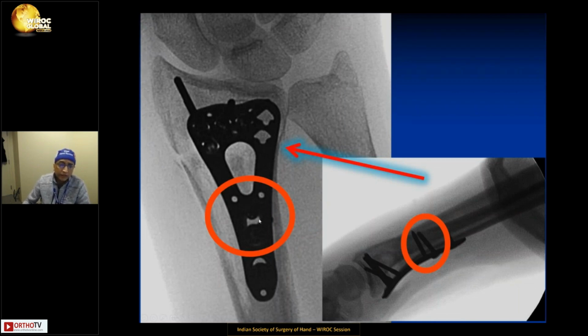What do these circles show? These circles show that even if you have a small plate which is only 2 holes, you can oftentimes put 2 screws in the oblong hole, a locking and a non-locking screw, to convert a 2-hole plate into a 3-screw plate, and that's a good trick to remember.